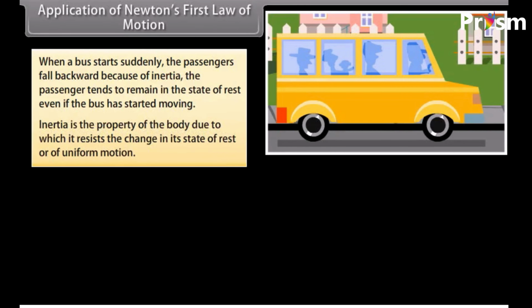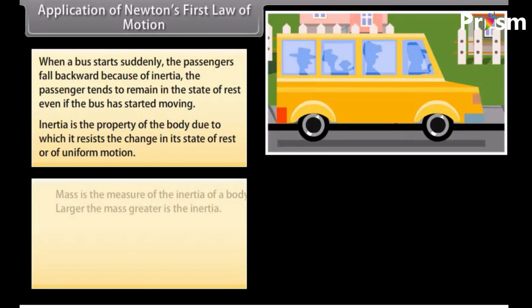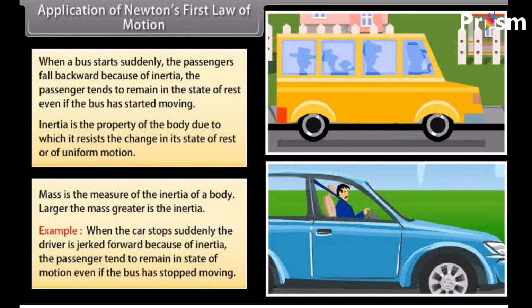Inertia is the property of the body due to which it resists the change in its state of rest or of uniform motion. Mass is the measure of the inertia of a body. Larger the mass, greater is the inertia. Example: when the car stops suddenly, the driver is jerked forward because of inertia. The passenger tends to remain in state of motion even if the bus has stopped moving.